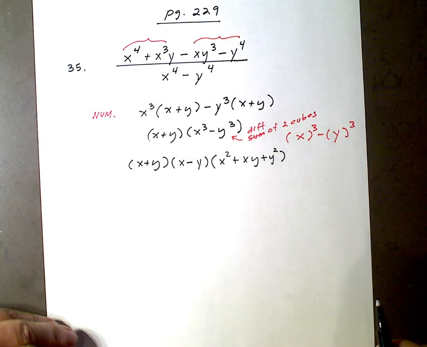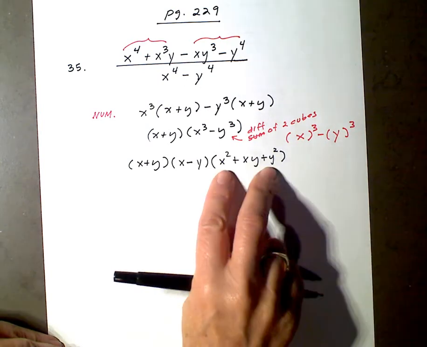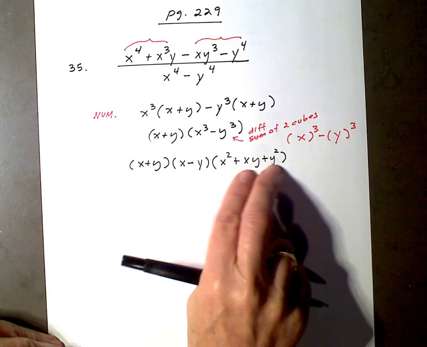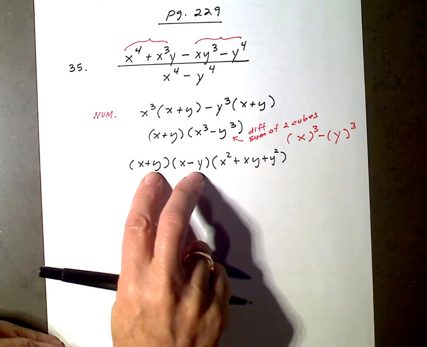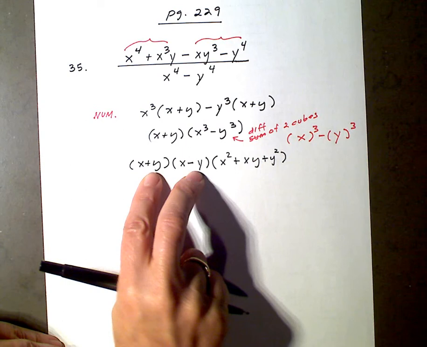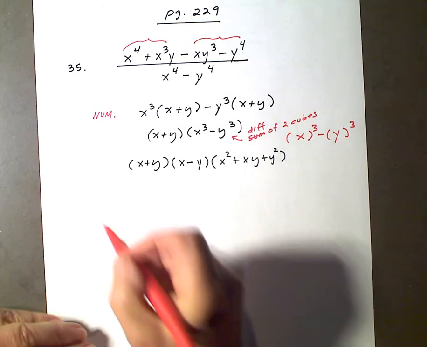So that's the numerator as factored out as I can get it, because we know we can't do anything more with this trinomial, and these are both linear x's and y's. So now let's take a look at the denominator and factor that out.